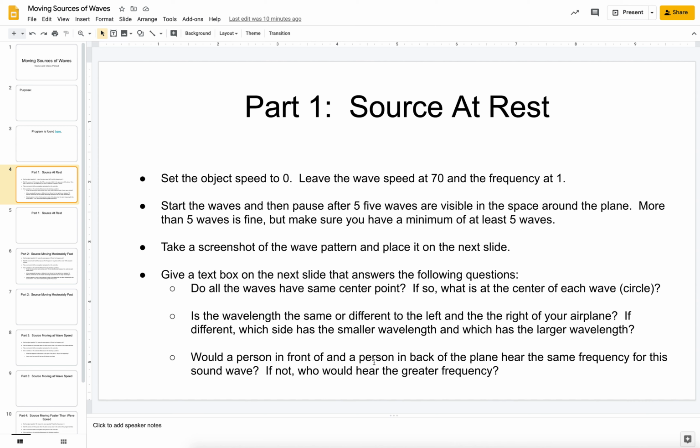Finally, would a person in front of and a person in back of the plane hear the same frequency? If not, who would hear a greater frequency? Again, a bigger wavelength means a smaller frequency. So whatever side has less wavelength is going to have a bigger frequency.